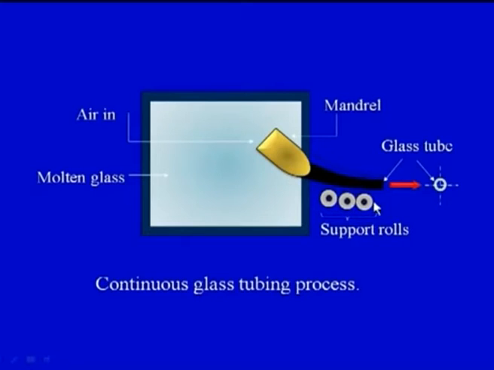And these are the supporting rollers that support the glass tube which is coming out of this container which contains the molten glass. So, we have seen in the previous slide that there is a mandrel, this is the molten glass or the raw material, there is an air inlet which will be blowing out from here and it will dictate the diameter of the glass tube, as well as the thickness of the wall of the glass tube.